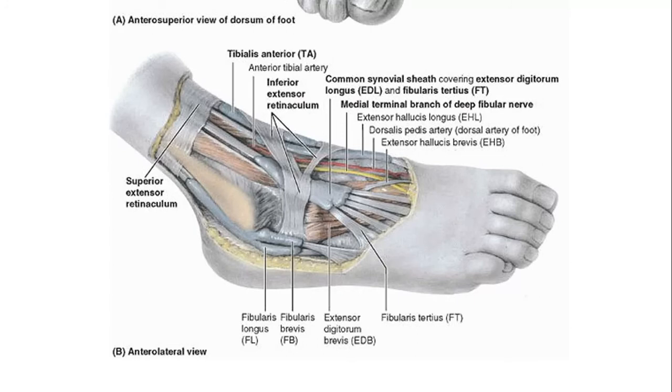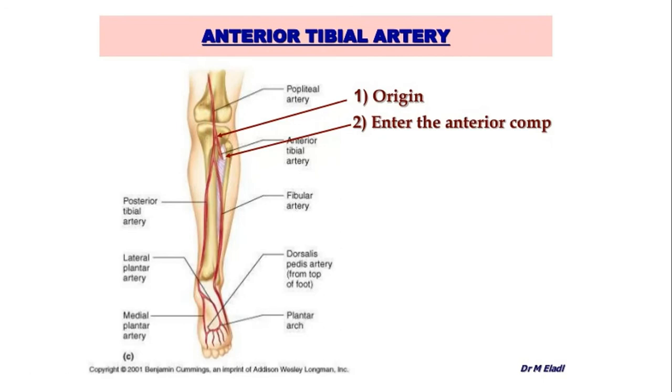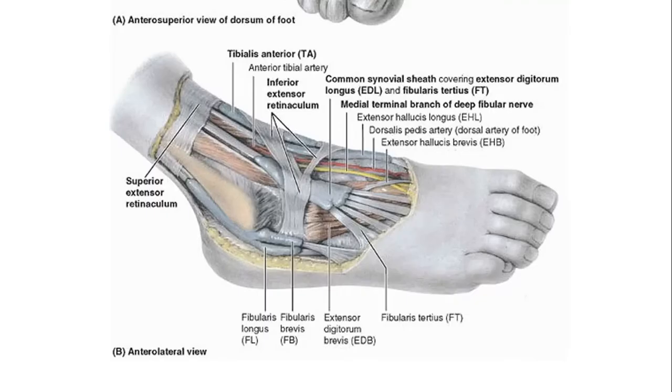Here are shown the structures of the anterior compartment of the leg which are passing under the retinacula. Here is the superior extensor retinaculum and the inferior extensor retinaculum. You can name these structures: the tendon of tibialis anterior, tendon of extensor hallucis, tendon of extensor digitorum, and tendon of peroneus tertius. Along with that, the neurovascular bundle will also pass into the foot deep to this retinaculum. The artery comes from the anterior tibial artery, and the nerve is the deep peroneal nerve, which is a branch of the common peroneal nerve, common fibular nerve. So the first structure, neurovascular, is the anterior tibial artery.